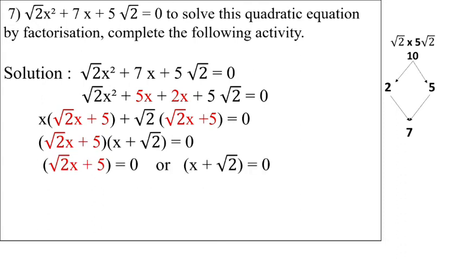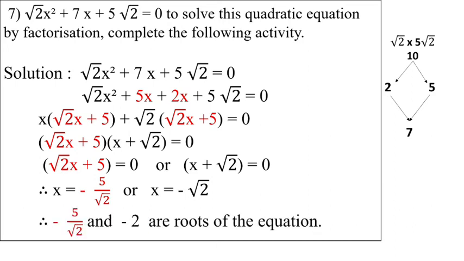Under root 2x plus 5 equal to 0. So x plus under root 2 equal to 0. Plus 5 becomes minus 5, and the under root 2 is given in multiplication, so it becomes divide. So here also plus under root 2 becomes minus under root 2. So these two are our roots of the quadratic equation.